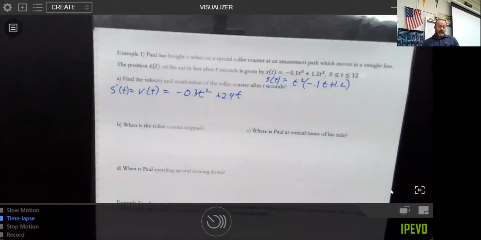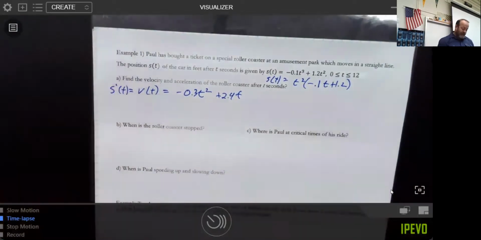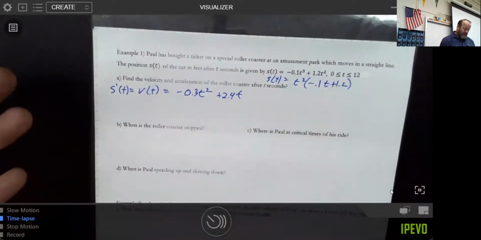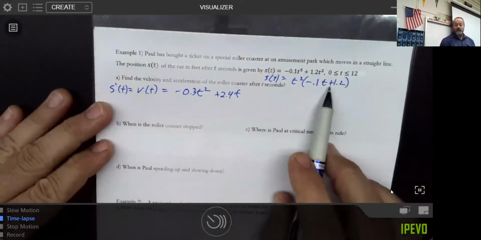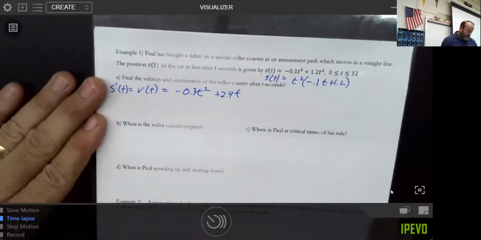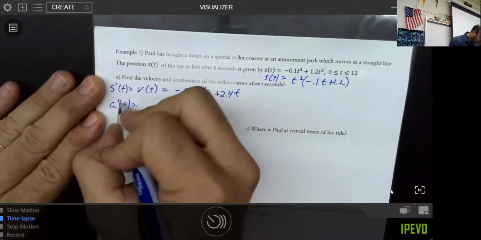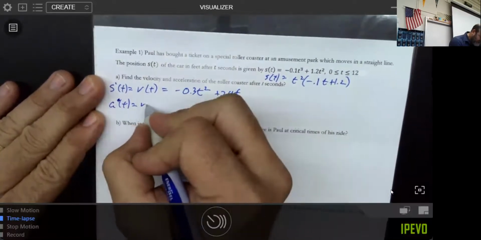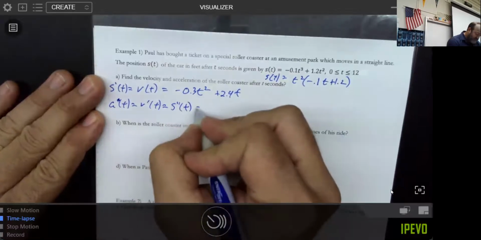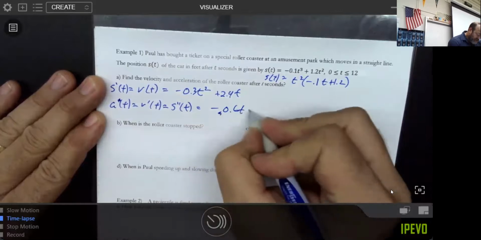That gives you a bit of an idea that if you were to find out what happened at 0 seconds and what happened at 12 seconds, I believe both of those positions come out to be 0. So when is the roller coaster stopped? I haven't finished this next portion, but the acceleration is the derivative of the velocity, which is the second derivative of the position function, or negative 0.6 t plus 2.4.